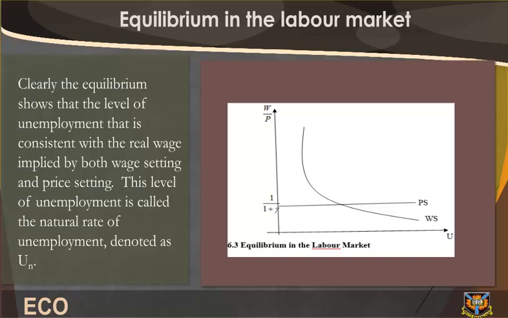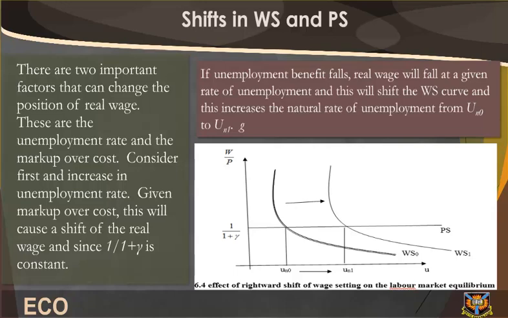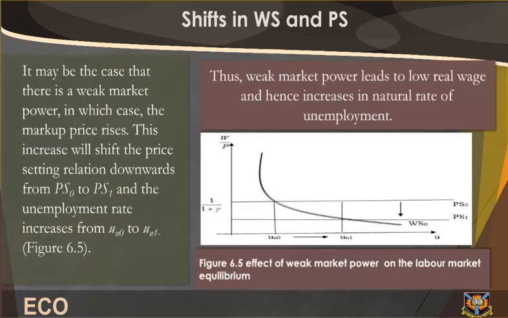Shifts in WS and PS. There are two important factors that can change the position of real wage. These are the unemployment benefit and the markup over cost. Consider first a change in unemployment benefit. Given the markup over cost, this will cause a shift of the real wage, and since 1 over 1 plus the markup is constant, if unemployment benefit falls, real wage will fall at a given rate of unemployment, and this will shift the WS curve, and this increases the natural rate of unemployment from UN0 to UN1.